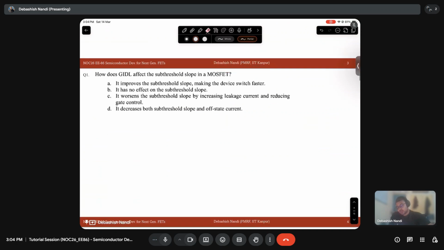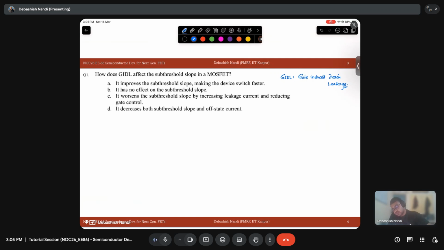Okay. So the first question is, how does GIDL affect the subthreshold slope in a MOSFET? You need to understand first what GIDL is. GIDL stands for Gate Induced Drain Leakage. One thing is sure, it is one of the leakage currents, primarily dominant in short channel devices. We'll see why.